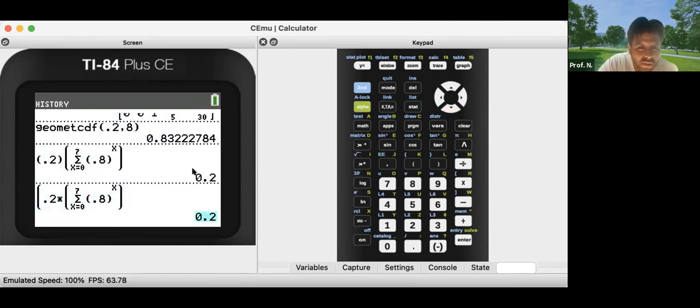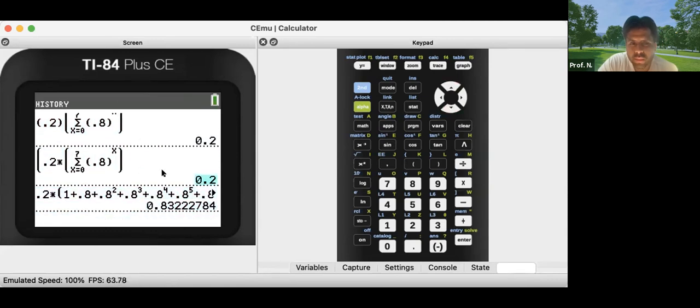The reason why the summation here may not be working is the x value itself, that symbol x may not be the best index. So I would have to use some other letter here. So that's maybe why it keeps coming up with 0.2. But in any case, this is 0.8327.